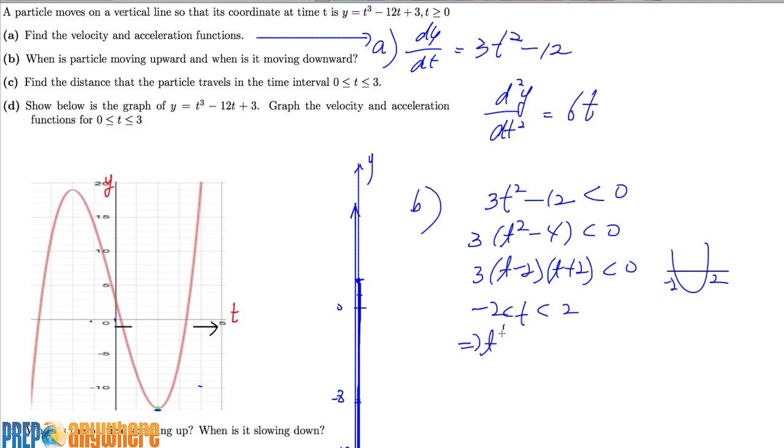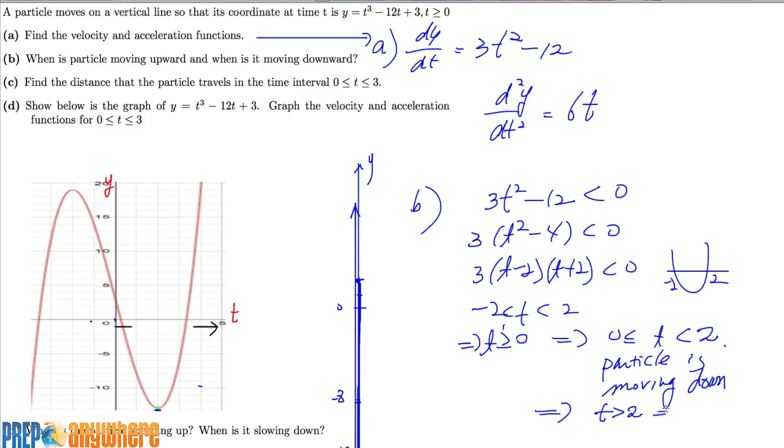And it's negative when t is between -2 and 2. But t is restricted to be greater than or equal to 0. So our answer is t is greater than or equal to 0 but less than 2. This is when the particle is moving downwards. Of course, automatically that means when t is greater than 2, it's moving upwards.